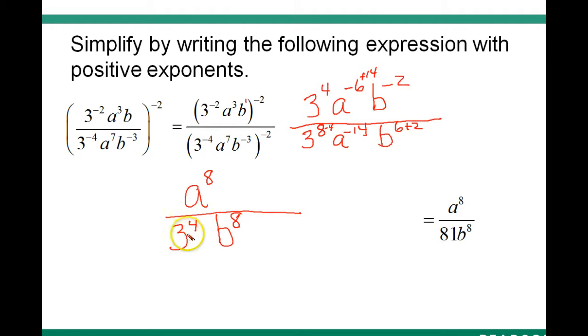Now, notice I've left this in its exponential form. This should be simplified. 3 to the 4th is 81, and there is the answer. So the protocol for doing it, put this by each of the items here, the numerator, the denominator, do the multiplication, do the simplification, and there's your answer.